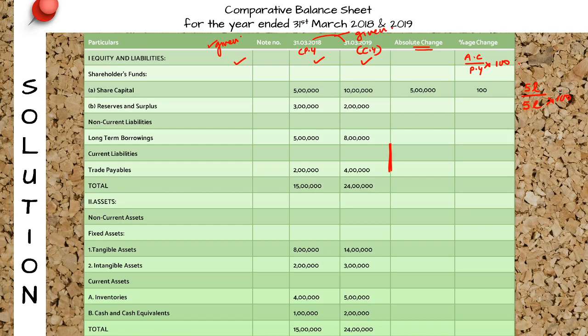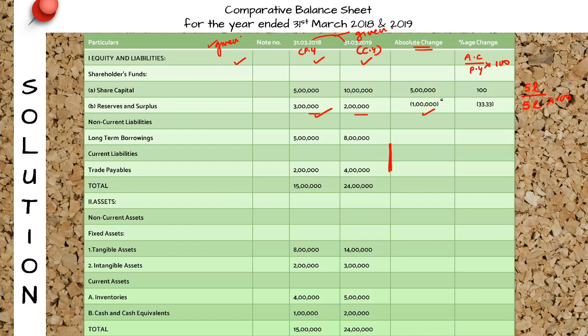Similarly, in the next item, reserves and surplus, you can see earlier it was 3 lakh, now it is 2 lakh. So there is a decrease. So we are going to show it as a negative item, 1 lakh. And absolute change will be 1 lakh divided by 3 lakh into 100. So again, this percentage is shown as a negative item.